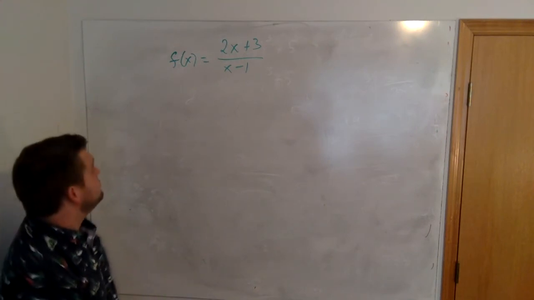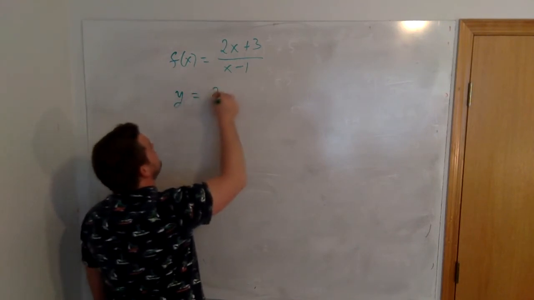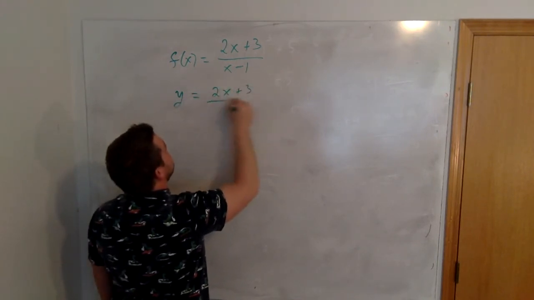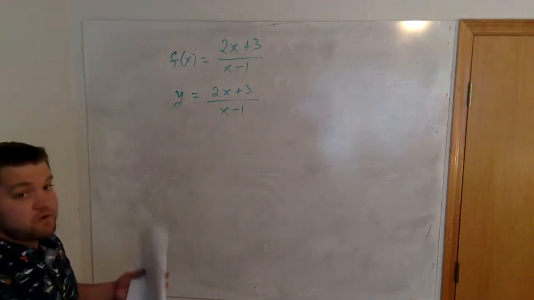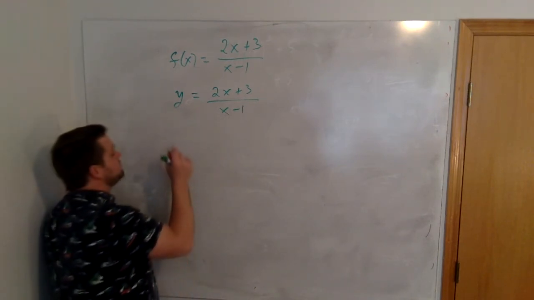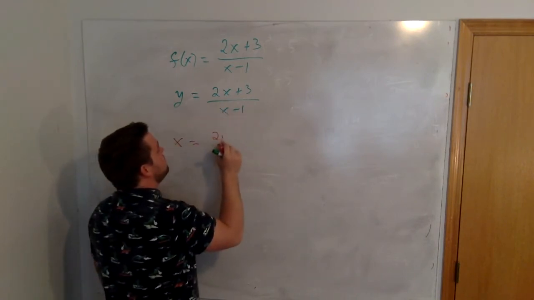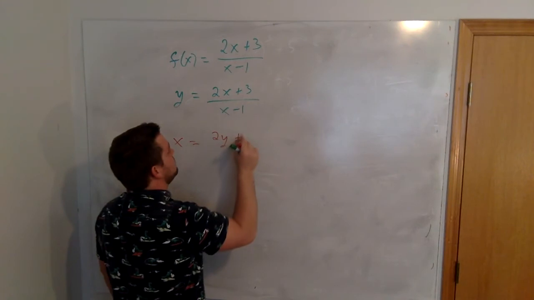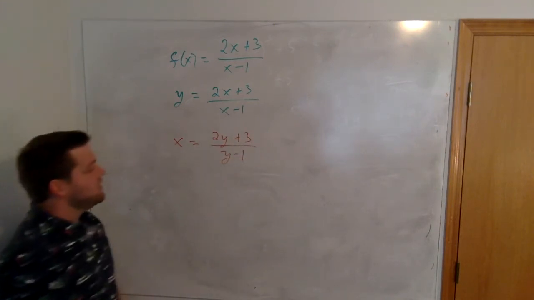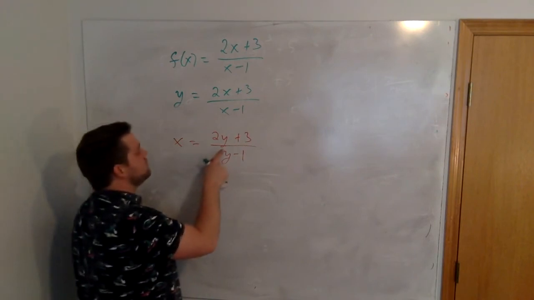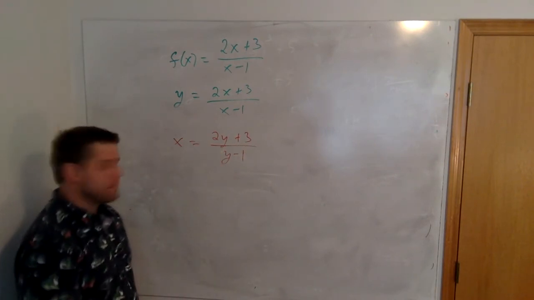Okay, let's do it. First thing I'm going to do is flip out of function notation. So y equals 2x plus 3 all over x minus 1. Now we want to talk about the inverse function, so the x and y values flip-flop, so my y's become x's, and my x's become y's. Notice that there are two x's here. And now I want to try to solve for y. Now what makes this tricky is that there are multiple y's here.